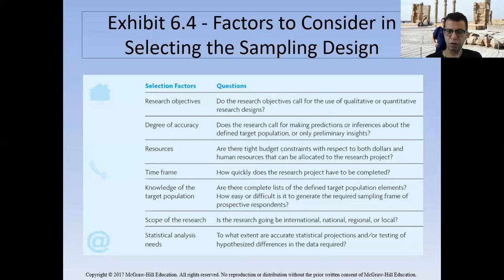Is there a complete list of defined target population elements? Are we looking for a certain population, or have we not defined the population? If we want to open, for example, an Indian restaurant, we know who we are targeting and what kind of questions we can ask them, and how easy it is to generate the required sampling frame of prospective respondents.